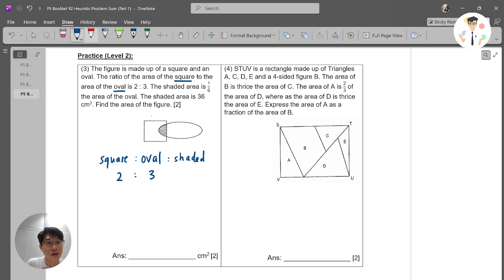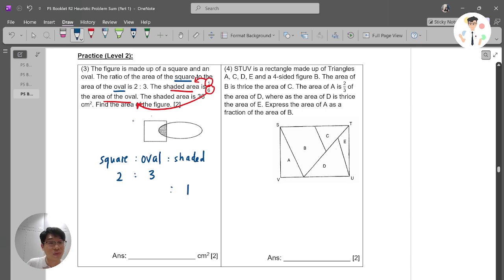Now, remember, in this case, I know that I'm referring to shaded area and the area of oval. And this 1 is supposed to belong to the shaded area, and this 6 is supposed to belong to the area of oval. Now, remember again, 1 is shaded area. So here supposed to be 1. And oval supposed to be what? 6. So here supposed to be 6.